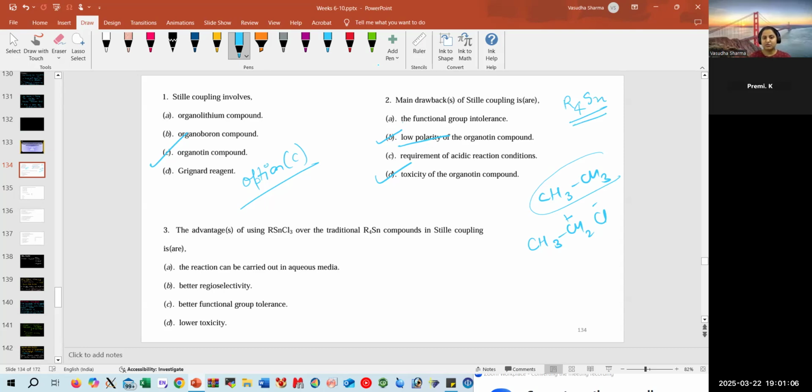And if you replace three R groups with Cl, polarity is increased, which makes the reaction work in aqueous medium. Because aqueous medium means you're having water. Water is nothing but H positive and OH minus. This creates a polarity. So the first advantage is that it can be carried out in aqueous medium. And increasing the polarity may have something to do with reduced selectivity or functional tolerance, but the toxicity level actually decreases when it becomes readily dissolvable in the aqueous medium. So it will no longer be insoluble, and it would have a low toxicity. Is that clear?